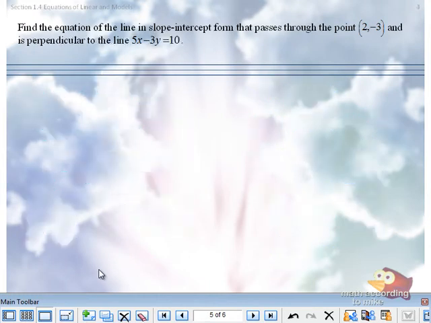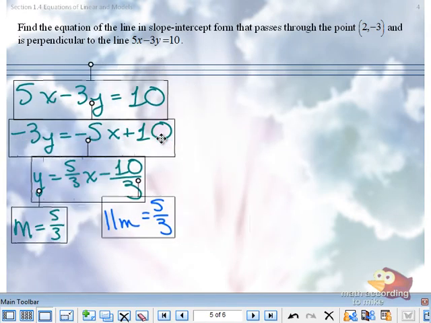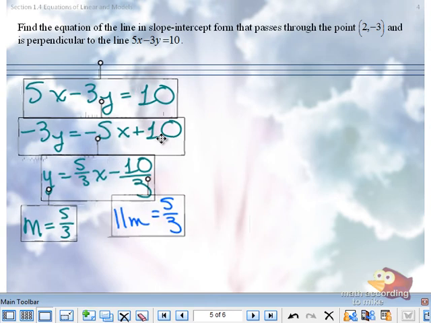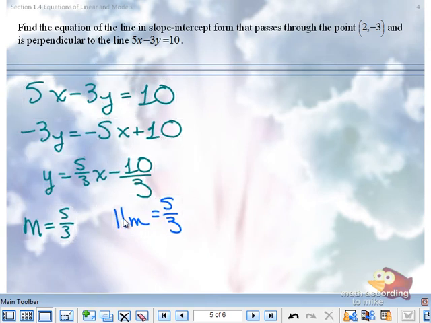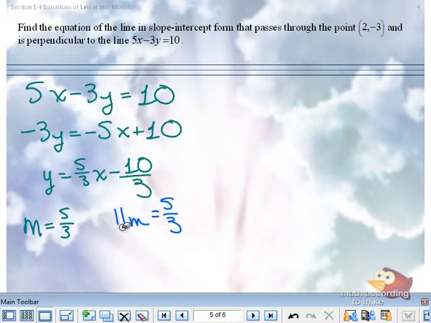Cool. Blah, blah, blah. Perpendicular to the line 5x - 3y = 10. Oh, who just copy and pasted? This guy. Oops. Oh, God, don't look at that. There we go.